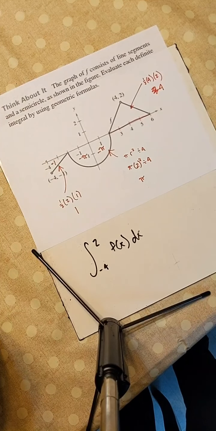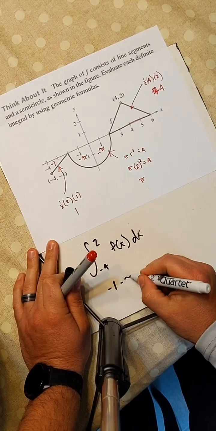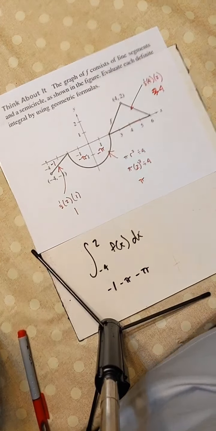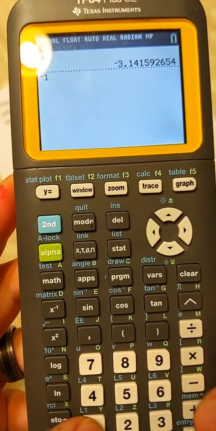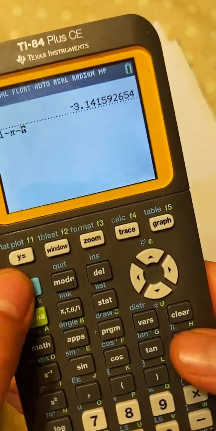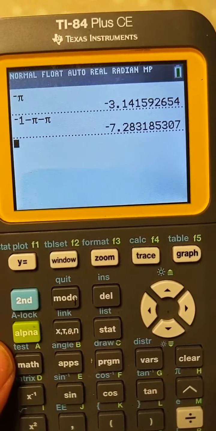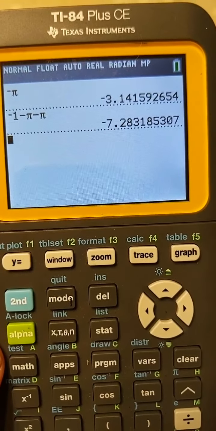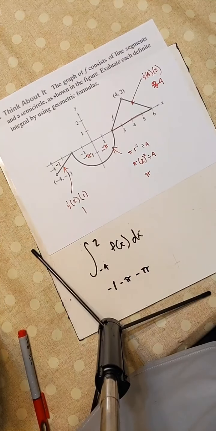So all we need to do is find the integral from negative 4 to 2 by adding all these up. So we've got negative 1, negative pi, and negative pi. I'm just going to type that into the calculator. We've got negative 1, and then we minus a pi, and we minus another pi. And we get negative 7.2832 when we round to the 4th decimal place. So we're just doing the same thing that we did yesterday. We're just finding the areas and adding them up.